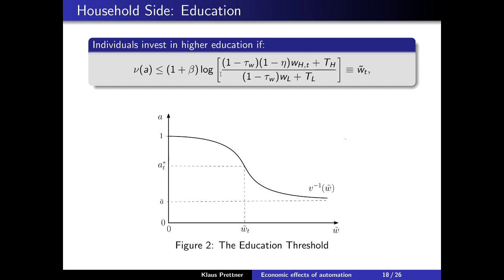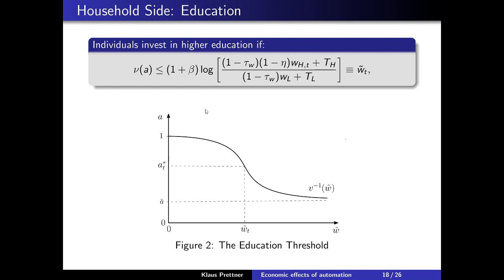So the skill premium in terms of income is here within square brackets. That's the income of high-skilled workers divided by the income of low-skilled workers. And if we take the logarithm and add 1 plus beta here, that's then the skill premium in terms of utility. And if this is higher than the disutility of effort, then a person chooses to obtain a college degree, and if it's lower, the person chooses not to obtain a college degree.